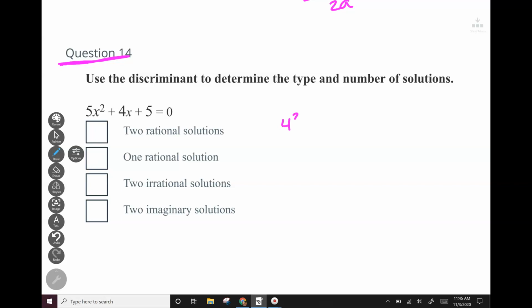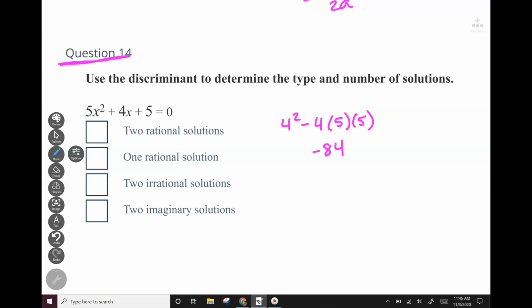So 4 squared minus 4ac. So 16 minus 4 times 5 times 5, 25. So that comes out to negative 84.